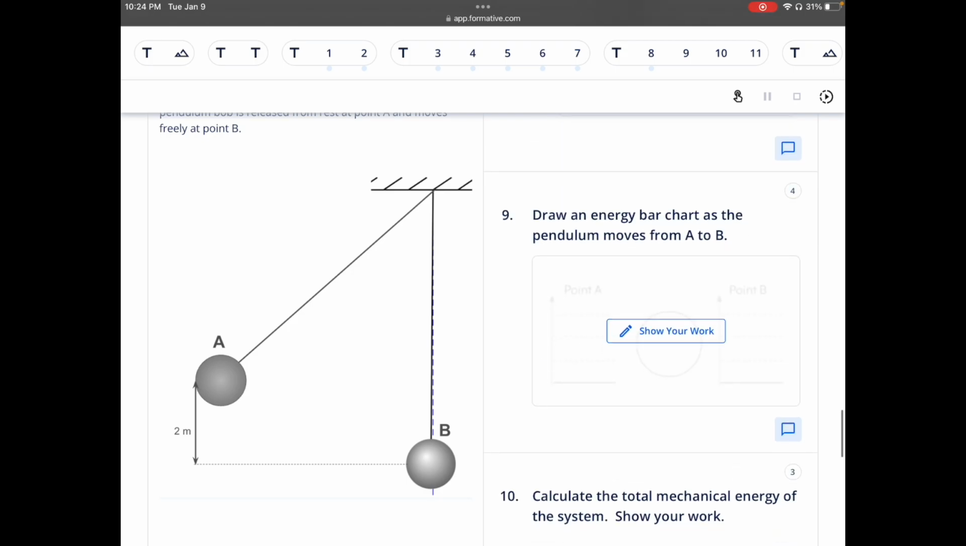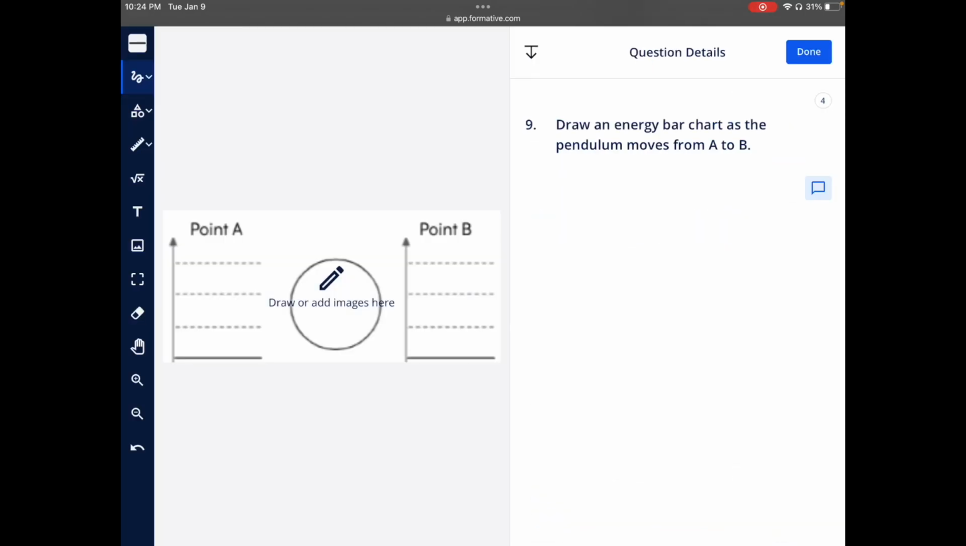So what about the energy bar chart? In this case, this starts as potential energy and goes to kinetic.